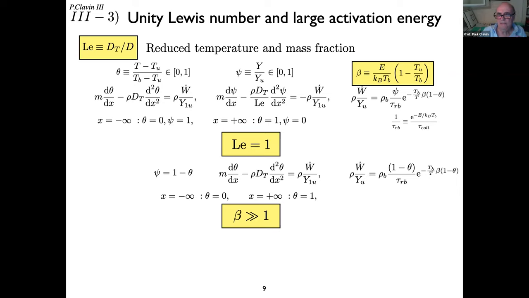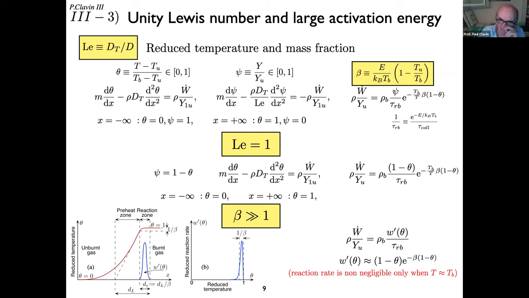The general idea of Zeldovich and Frank-Kamenetskii was to look at this problem in the limit of a very large activation energy. As I told you in the first lecture, this activation energy is a large number, let's say between 8 and 10, something like that, which is large. Now, consider the problem in the limit where this activation energy is very large.